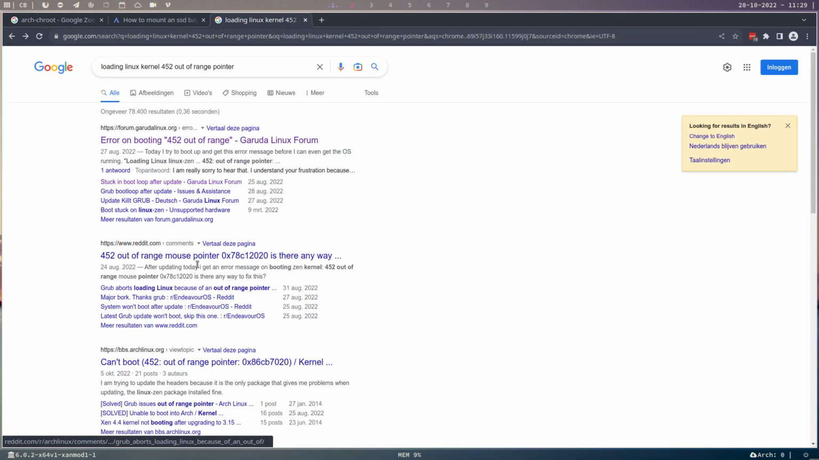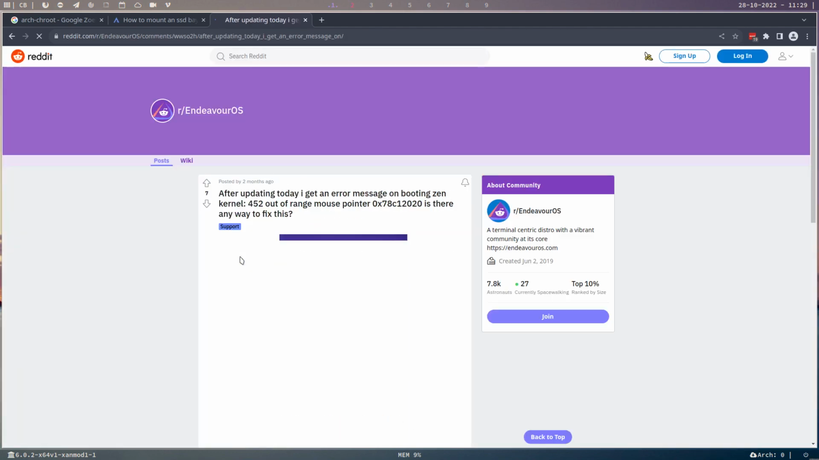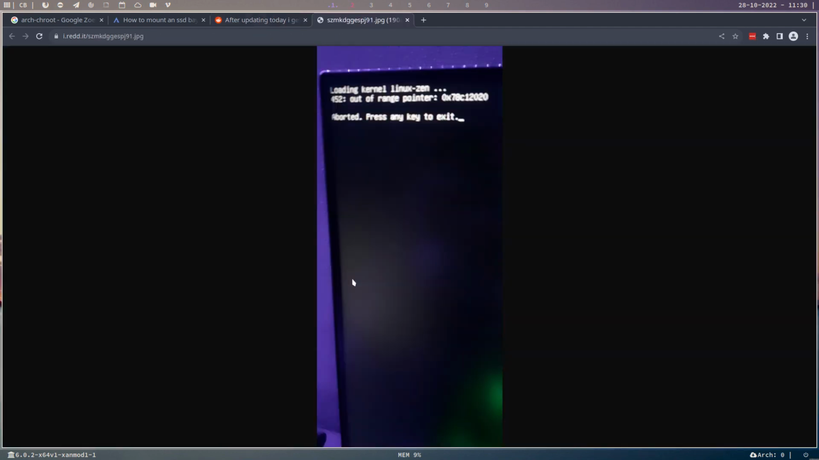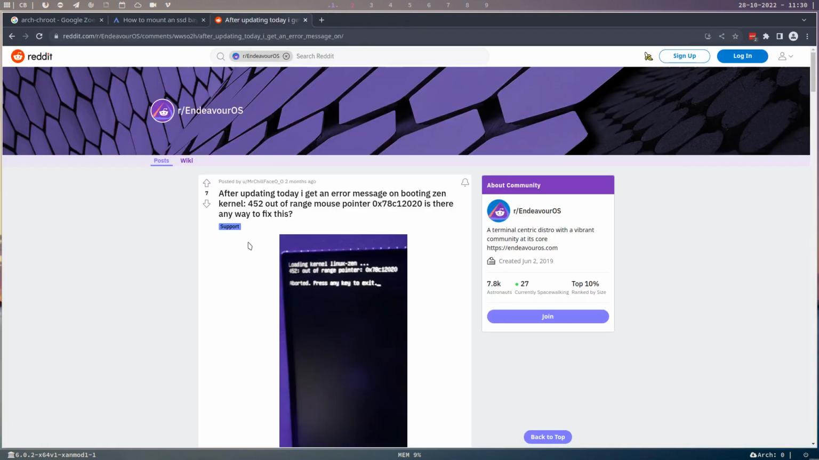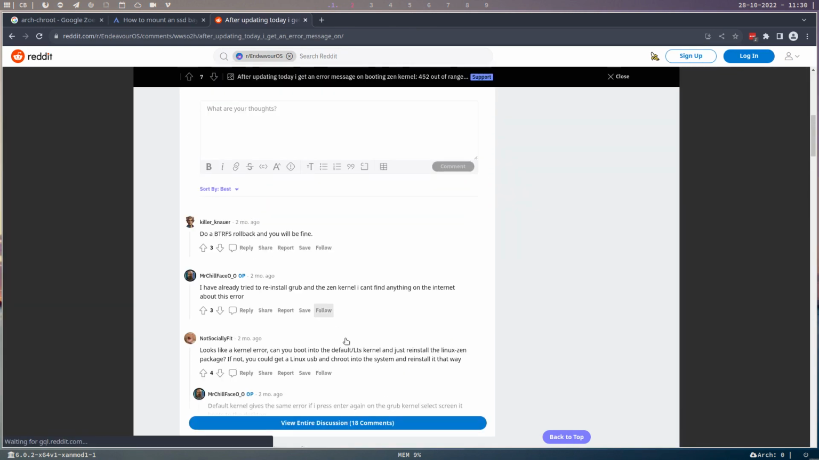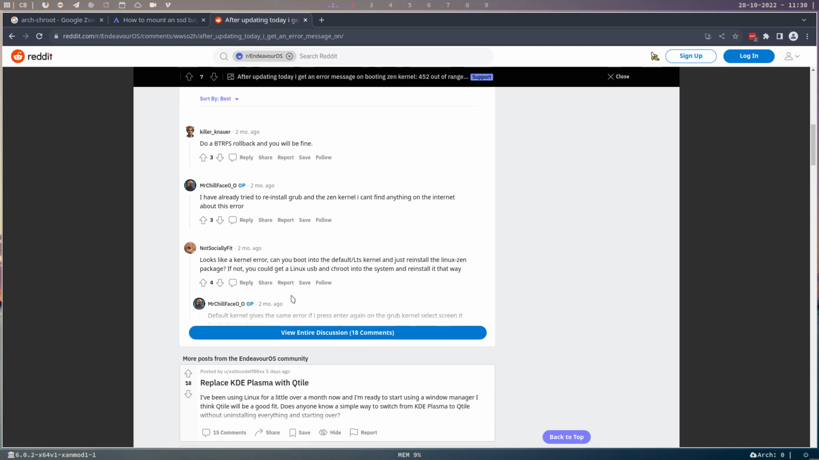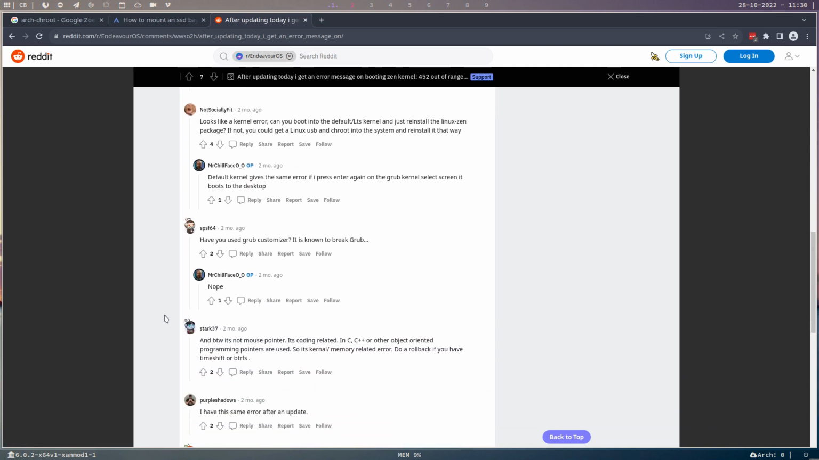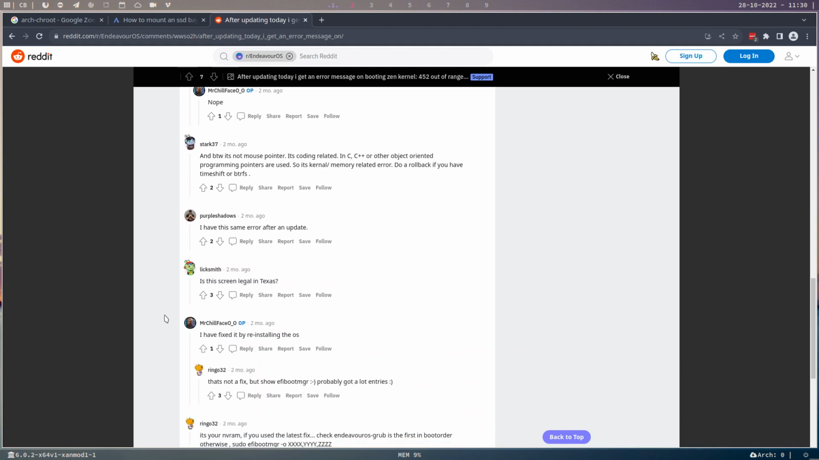So I really took a look at several articles. Here is one that was good. Now I'm on Xenmod. The only difference was loading kernel in Xenmod: 452 out of range pointer. So I took a look at the texts, just glanced over them, and of course they say grub and all that and btrfs. I don't have btrfs, so voila, no snapshot for me, but there is arch-chroot.